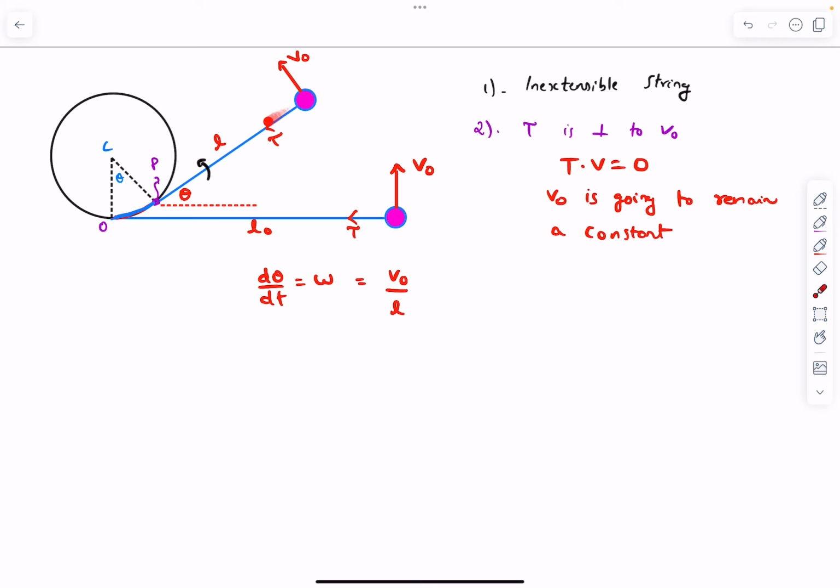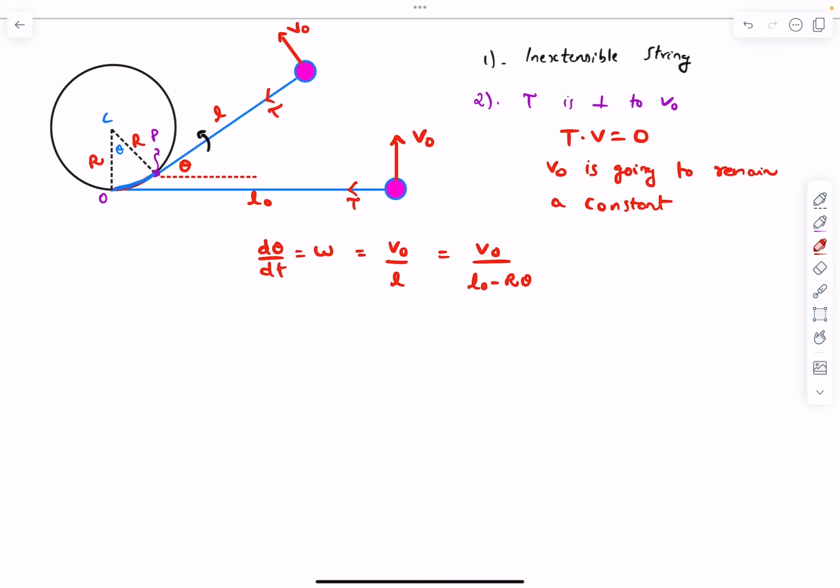Okay, so now the moving part of the string, that length L, this length OP is going to be, we can figure out using the arc length formula. That is just going to be R times theta, right? So L is going to be L naught with R theta subtracted from it. So this is going to be V naught divided by L naught minus R theta. So now basically we have the omega of the line as a function of theta. Okay, so the angular acceleration, we can just write it as omega d omega over d theta, right?